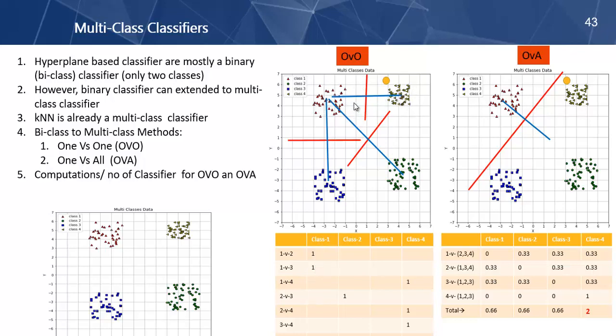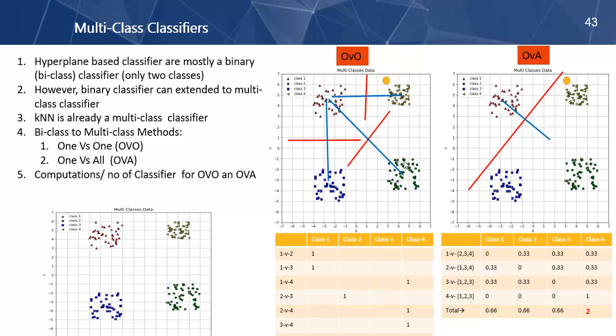Now 1 versus 4: this and this, and the separating line will be this. The point goes to this side, and that's why in 1 versus 4, class 4 gets the win, so class 4 will have a 1. Now the next combination, class 2 versus 3: this is 2 and this is 3, so the separating line is going to be this one.